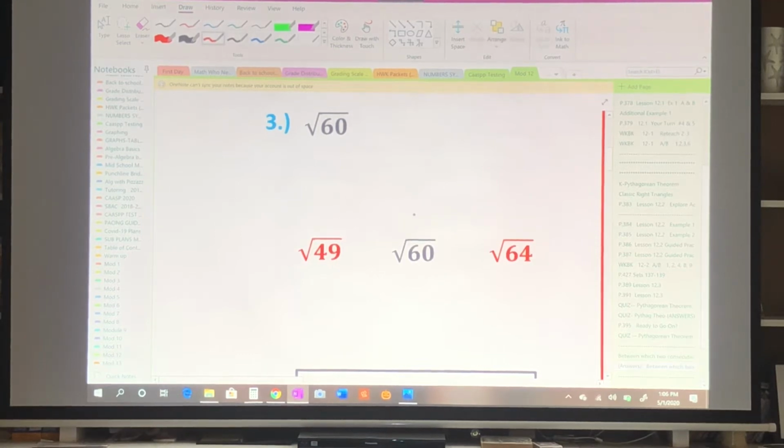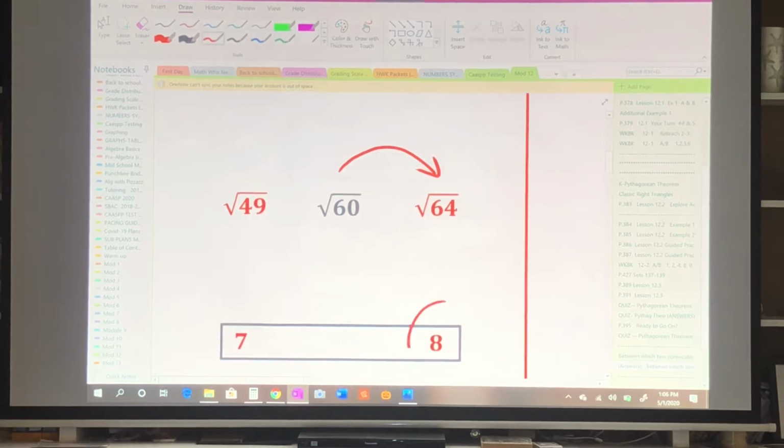All right. Right next door is 64. Come down, that's 8. And instead of going this way and trying to find the number that goes here, I just go, wait, if it's 8, it's got to be 7 over here. So I've got 7. If I squared that, that's 49. And that's all they're asking. Which two consecutive integers does the square root of 60 sit in between? All right, then.